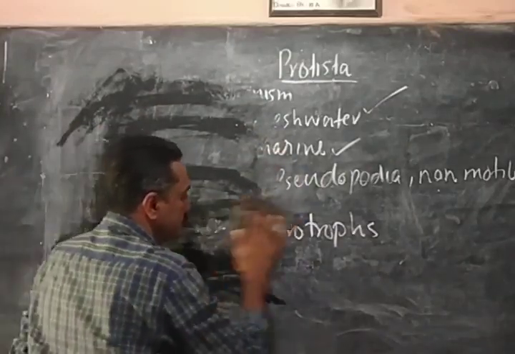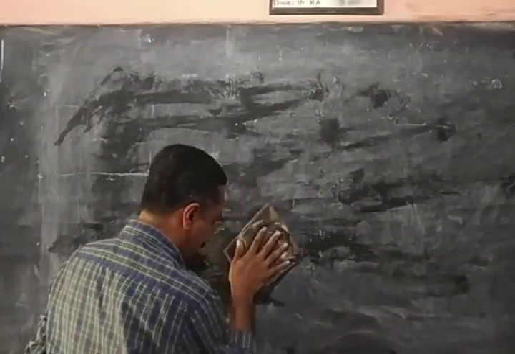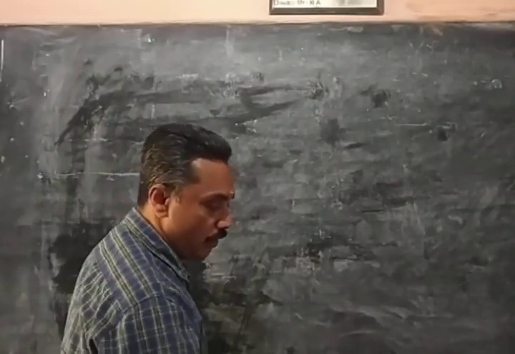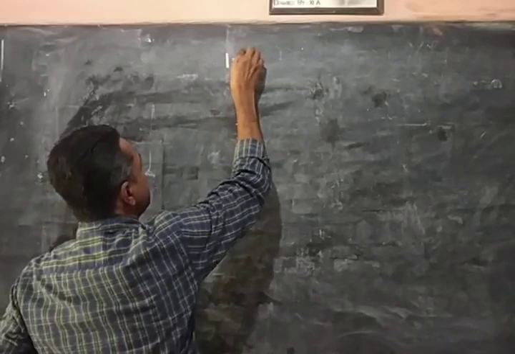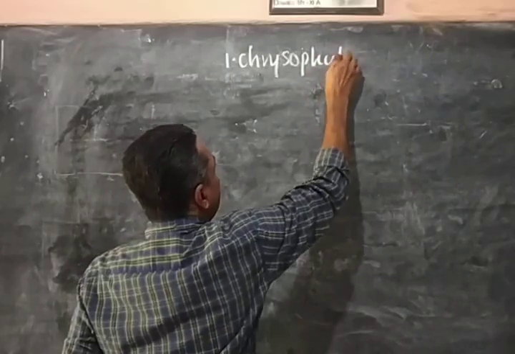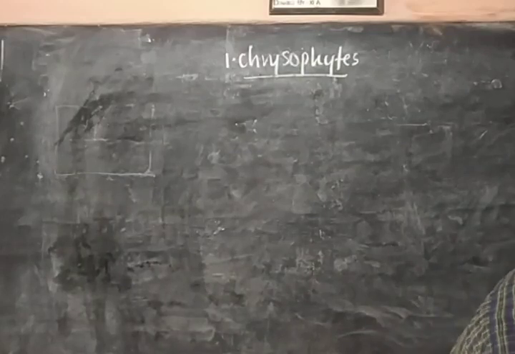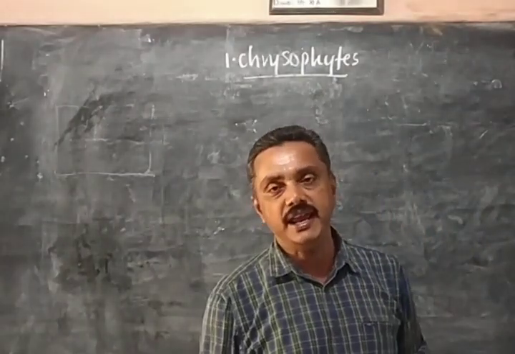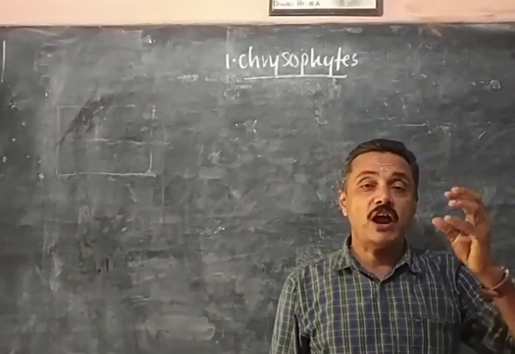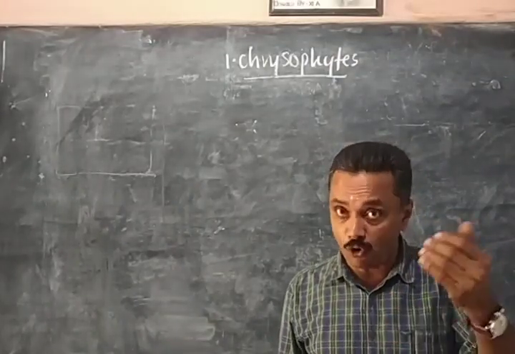See, come to the next group. This kingdom Protista is divided into five groups. The first group is Chrysophytes. A group of organisms called Chrysophytes. And remember that each and every group has its own characters. So I will explain in a few words, simply, main points only. You refer to the text for more details.